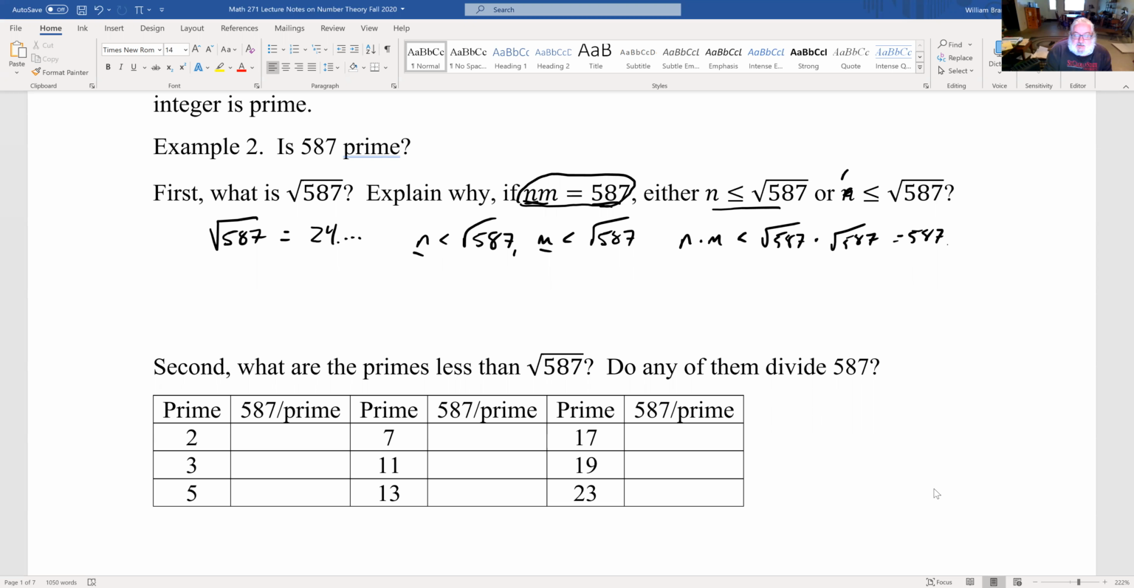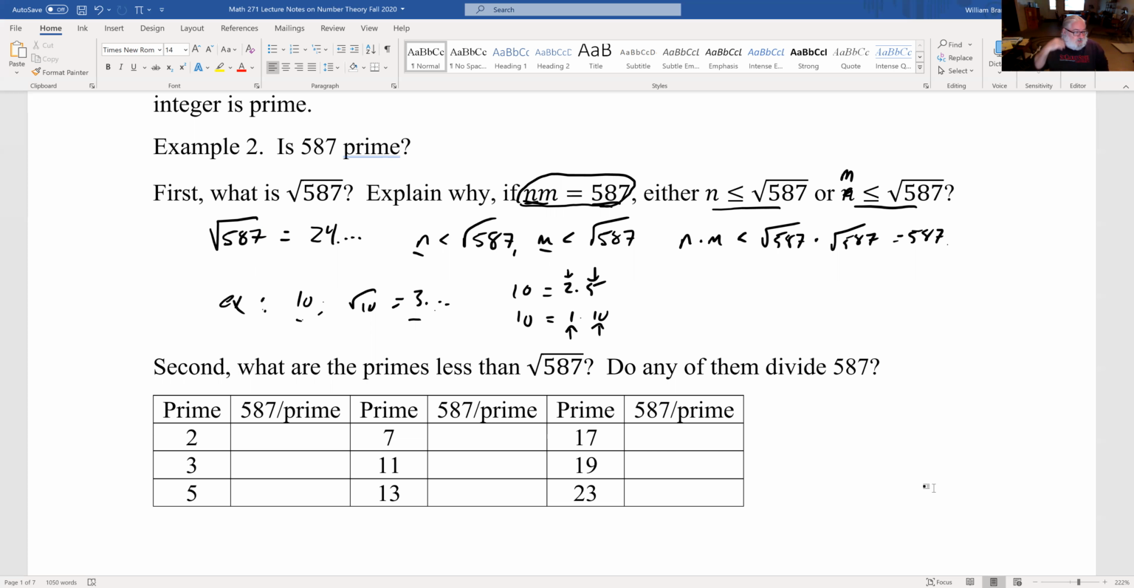So one of them is less than the square root of 587, the other one is greater. As an example, think about 10. The square root of 10 is 3 point something. So if two integers multiply together to give you 10, one has to be bigger than 3 and one has to be less than 3. So 10 equals 2 times 5, less than 3, bigger than 3. 10 equals 1 times 10, less than 3, bigger than 3.